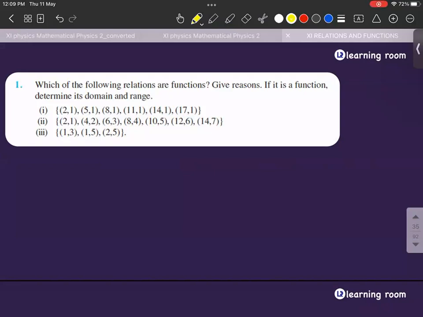Whenever you see an ordered pair, what is the checkpoint you need to have? No two ordered pairs should have the same starting number. The first number should not be the same in both the ordered pairs. The first one: it is a function. Yes, it is a function.